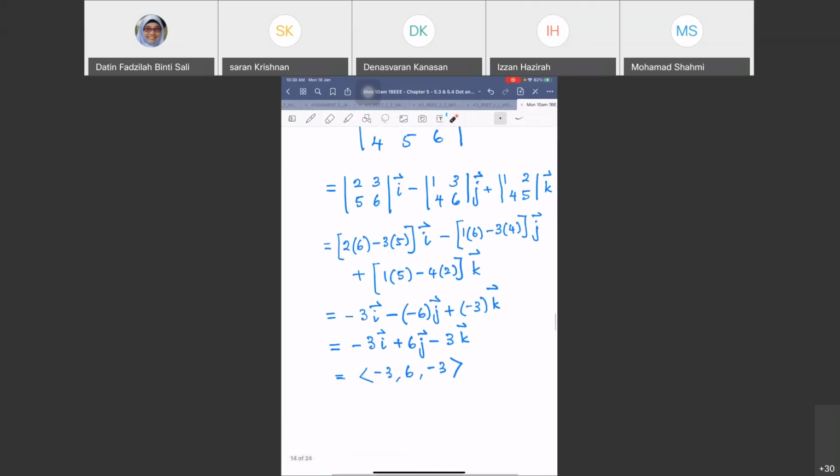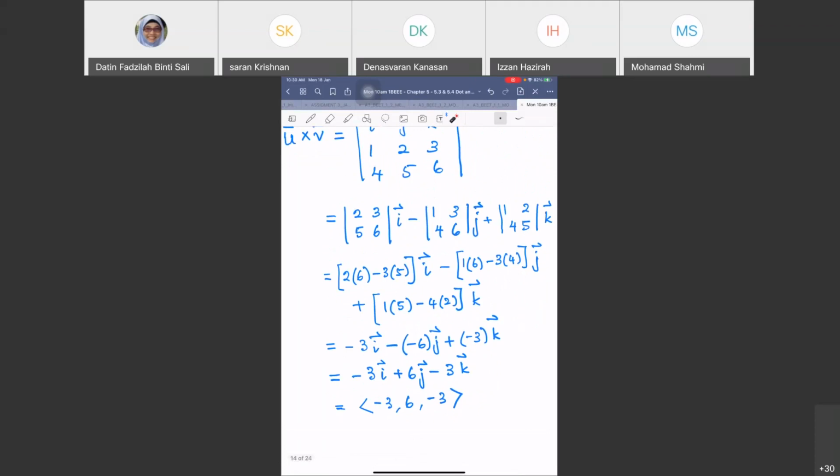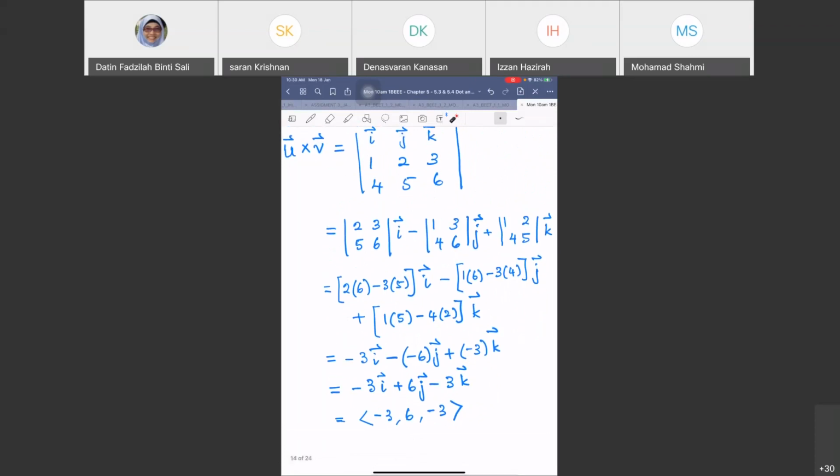Okay, so this is how we do our cross product. Compared to dot product last time, dot product is quite straightforward. In fact, dot product is easier because you just multiply, plus, multiply like that, and finally it's just a scalar number. So dot product is much easier as compared to cross product.